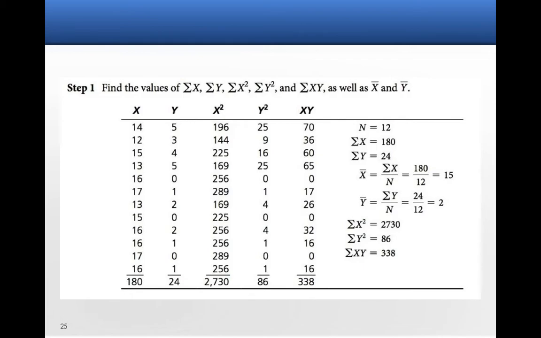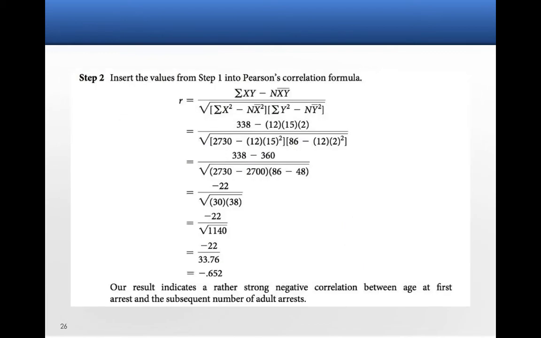Again, take a moment to look at these slides and walk through and make sure you understand how to calculate this. So we're going to plug it in, and we get negative 0.652. So negative means there's a negative relationship. As one increases, the other decreases, or as one decreases, the other increases, and it's a rather strong relationship, 0.652.